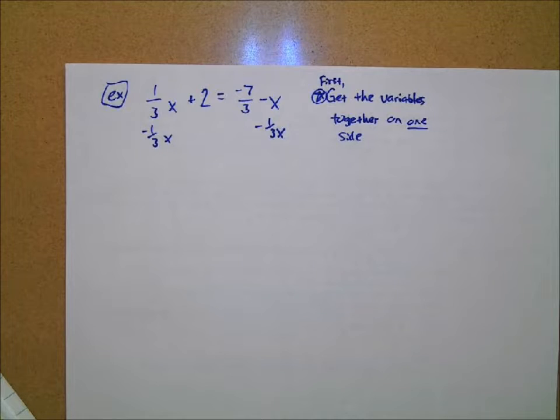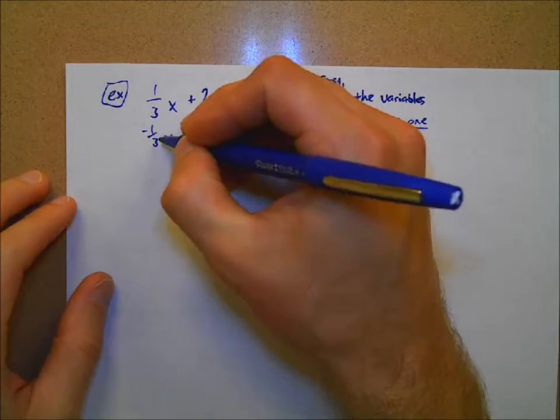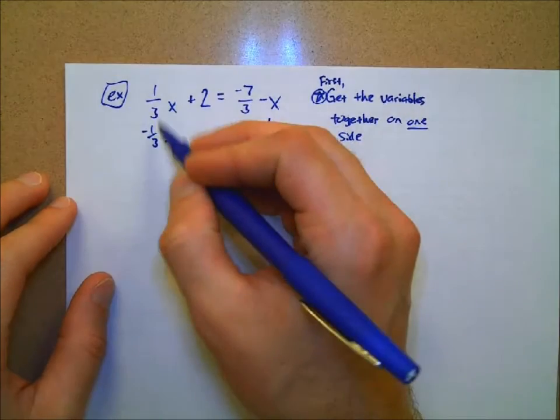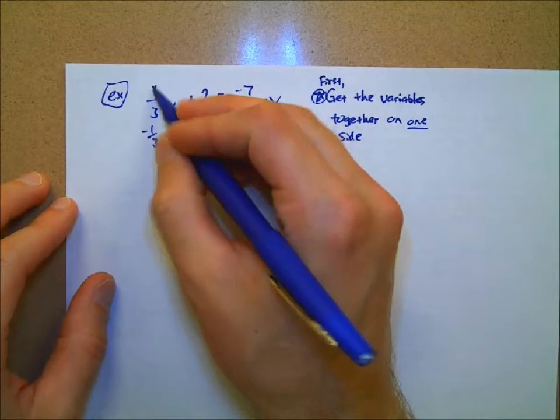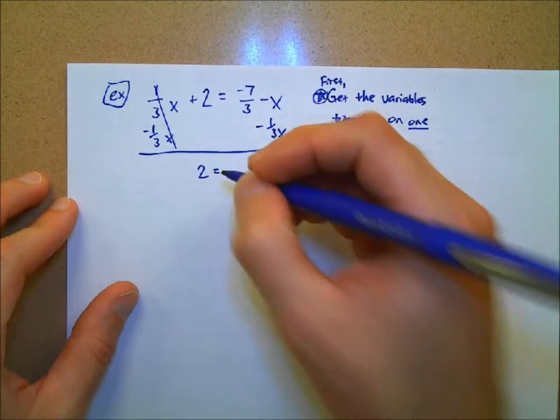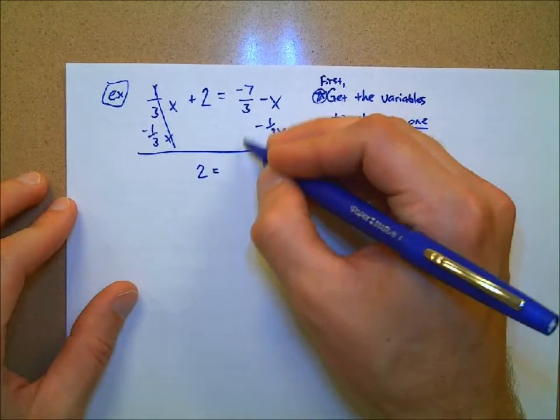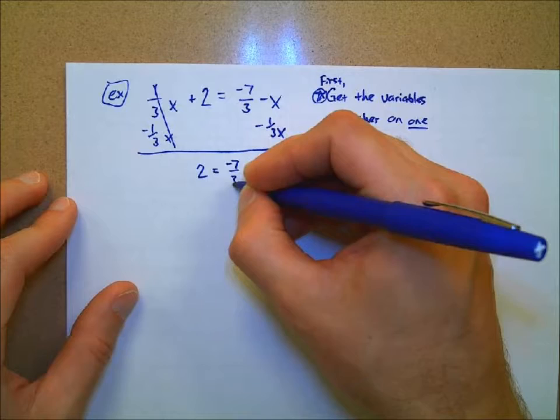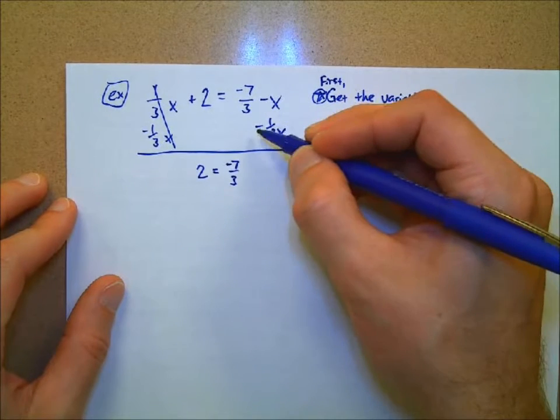Okay, so the 1/3 x, take away 1/3 x, what happens to that? It goes away. Still left over here, though, is a 2. The negative 7/3, that doesn't have anything to combine with, so I'm just going to bring that down. We have a minus x minus 1/3 x.